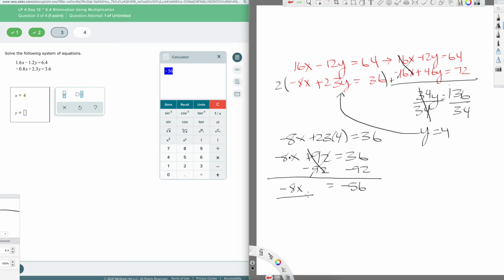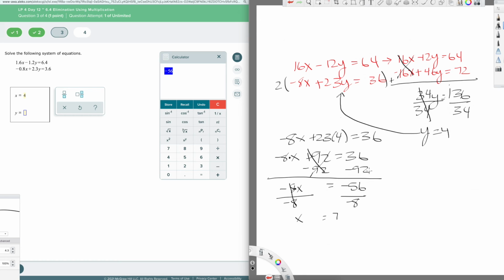This is being multiplied, so now I can divide by negative 8. I want to bring the negative with it, because I'm dividing the whole thing by negative 8, because negative 8 divided by negative 8 cancels, becomes 1. And now negative 56 divided by negative 8 is positive 7.